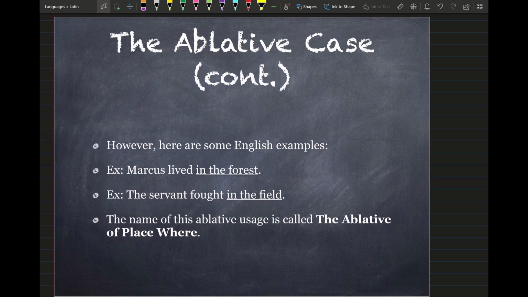The name of this ablative usage is called the ablative of place where. Okay, so anytime you're describing location that is stationary, meaning there's no movement, you will use the ablative of place where. Okay, there will be an exception we'll talk about later in chapter 6.